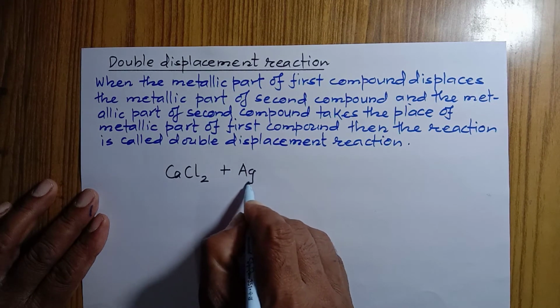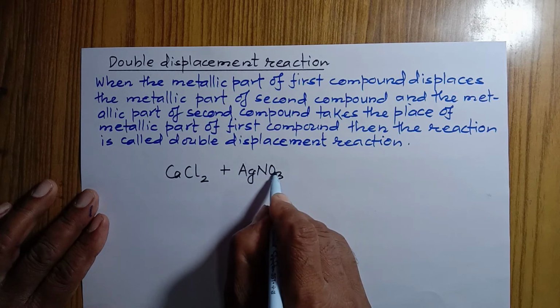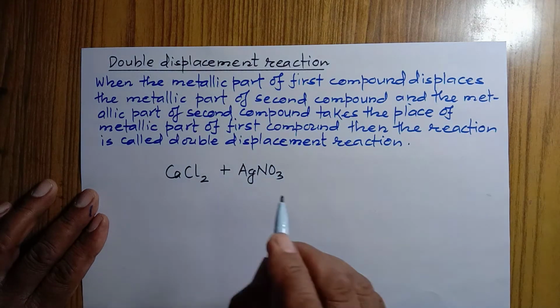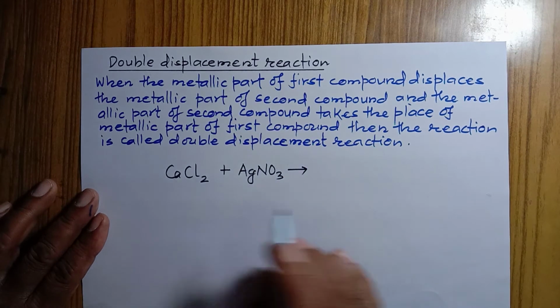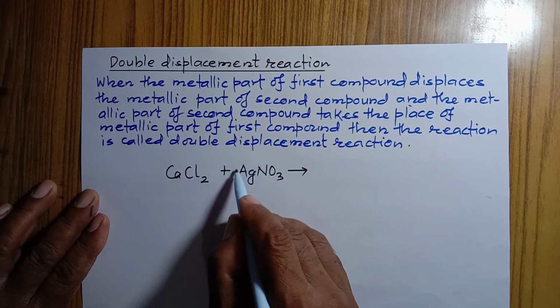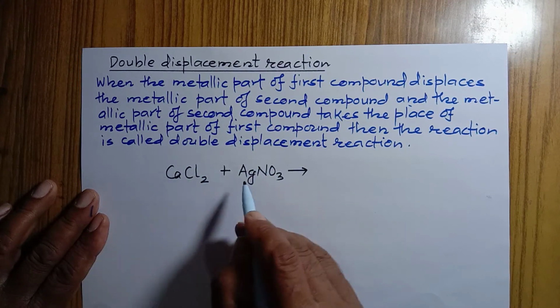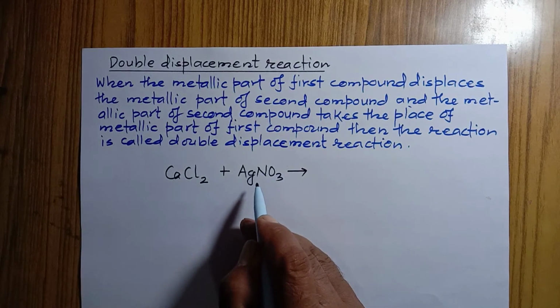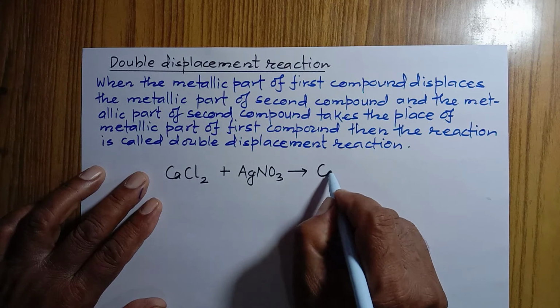Silver is easy. Nitrate means what? NO3. This is a radical. Valency 1, 1. Equal valency, no exchange. When they react with each other, then what happens? This is a double displacement reaction. This is the metallic part, this is the non-metallic part, metallic part, non-metallic part. The metallic part of the first compound displaces the metallic part of the second compound. That's why here what happens?